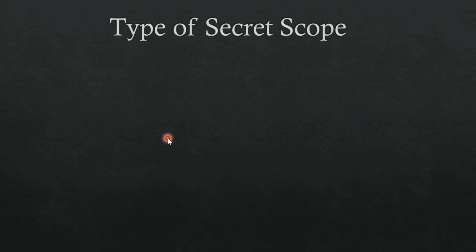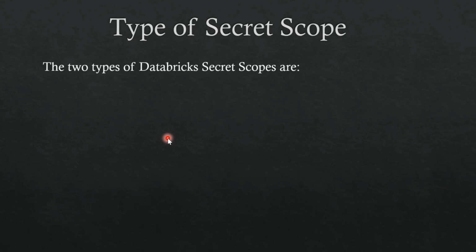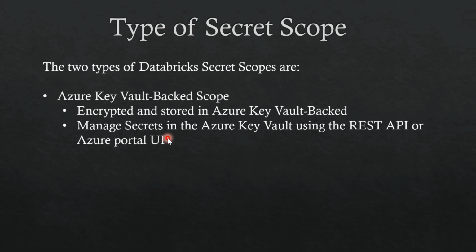So now let's go ahead and see what are the types of secret scope. There are basically 2 types of Databricks secret scope. First is Azure Key Vault backed scope. So what is Azure Key Vault backed scope? Whenever you are declaring a secret scope, it needs to be stored in a particular location and it needs to be encrypted. So if you are using an Azure Key Vault backed scope, then Azure Key Vault takes care of the encryption and storing of the data.